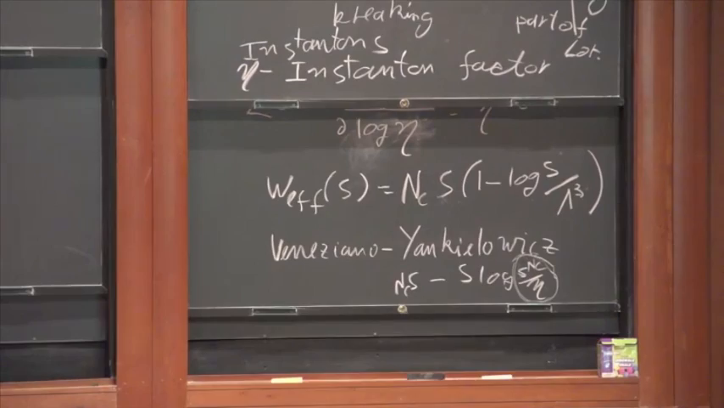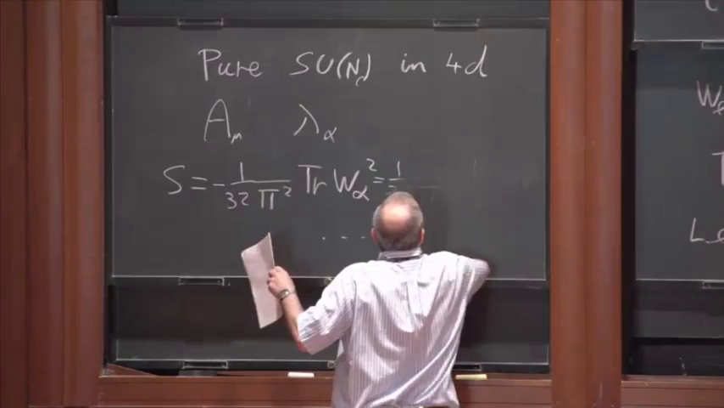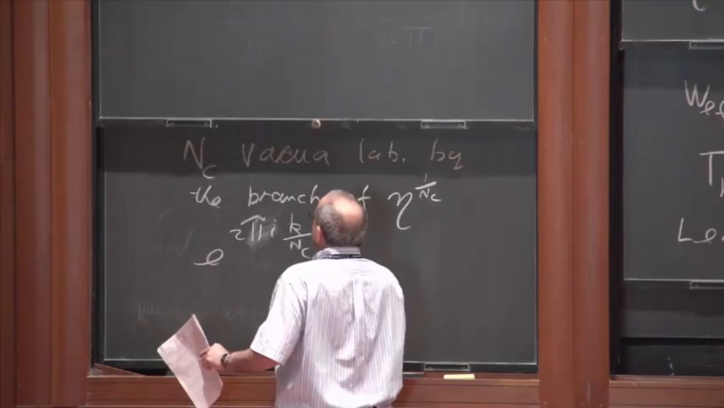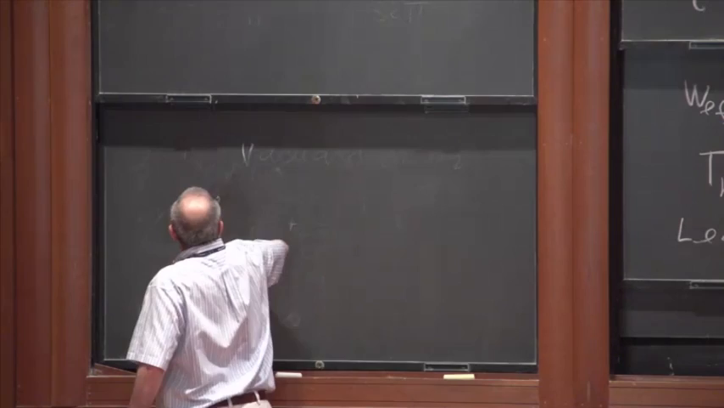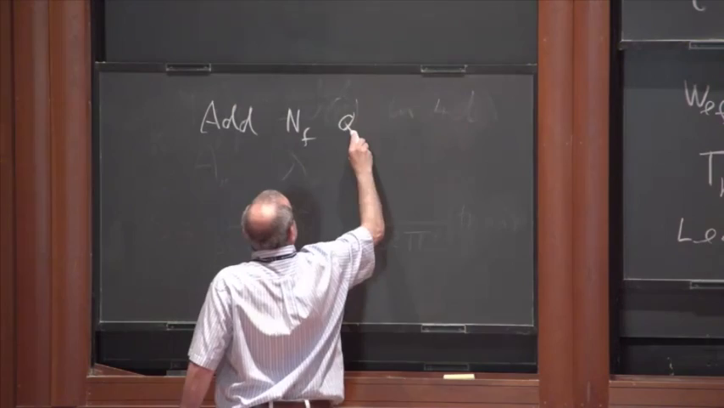So now we'll make the theory a little bit more interesting and add matter fields. So this will be closer to QCD. We're going to add matter fields in the fundamental and anti-fundamental representation. Of course, we could have added other representations, but we'll start with this one.